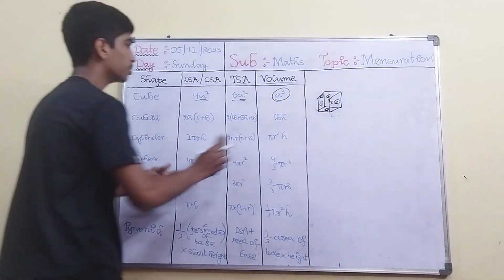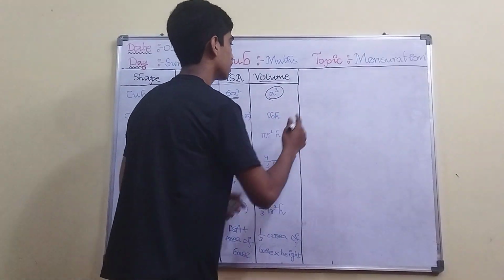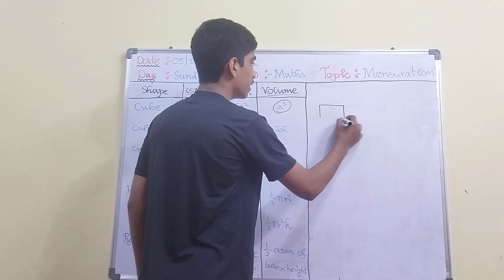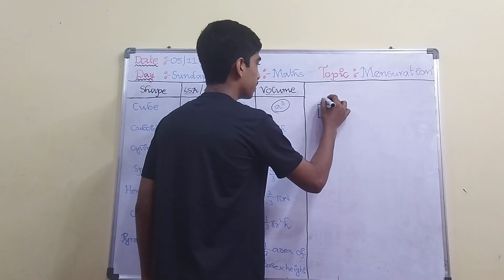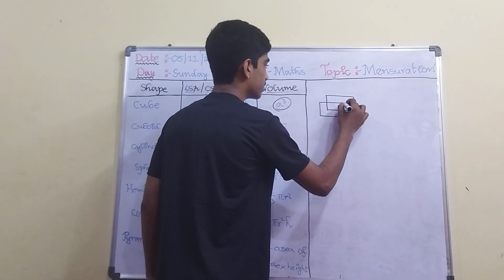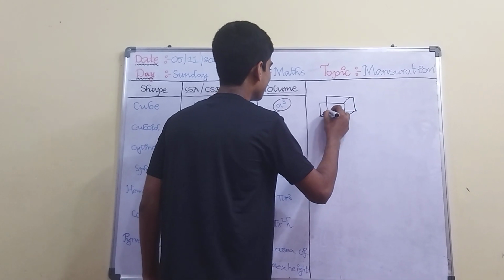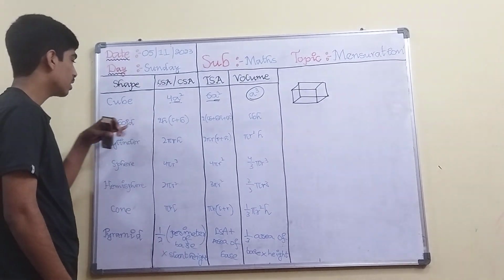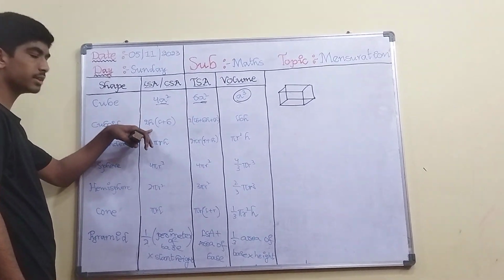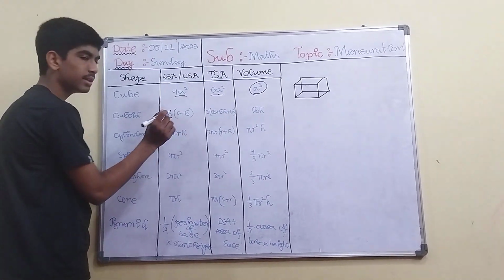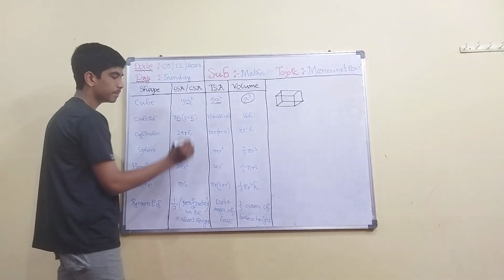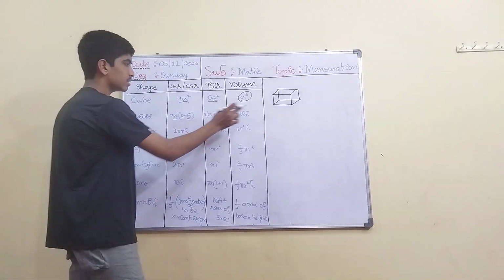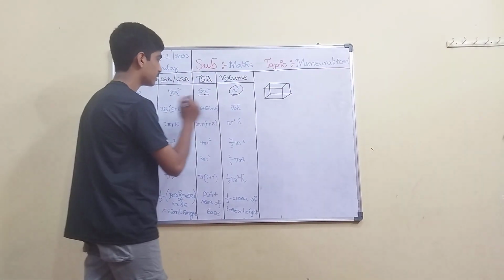The next one is cuboid. In cuboid it is rectangular in shape, and cube it was square in shape. The cuboid is rectangular in shape. So the LSA of cuboid is 2h into l plus b. Here h means height, l means length and b is breadth. There are 3 sides in a rectangular: height, length and breadth.